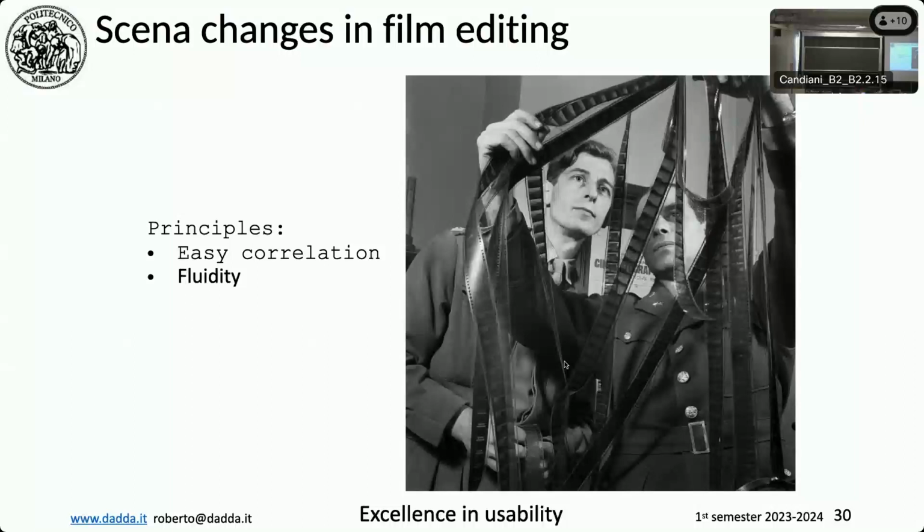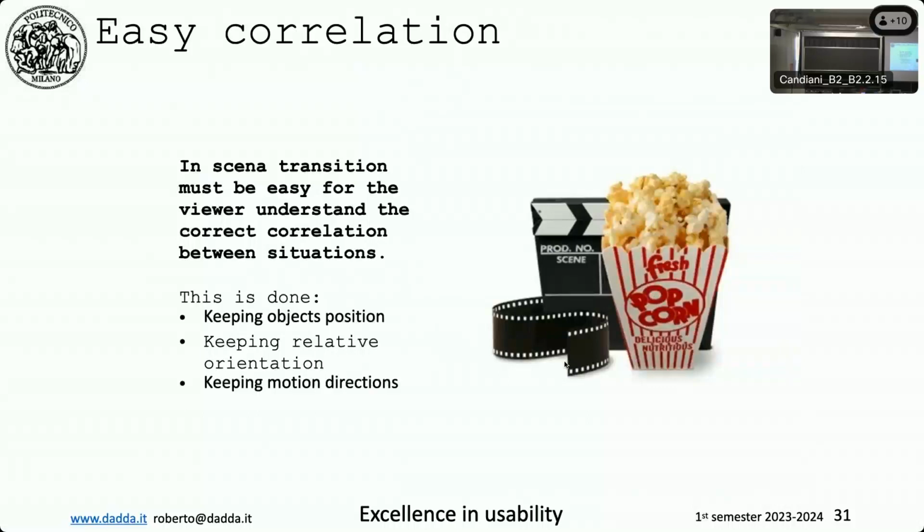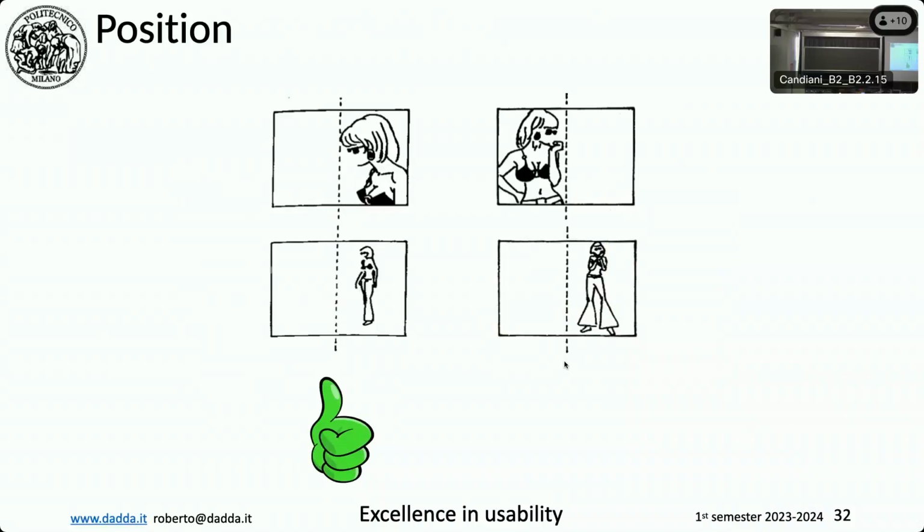One of the most important things used in movie making is attention to what happens when the scenario changes. There is a concept that is called easy correlation. It means if I have something happening and then suddenly it goes out and comes back, the brain of the people looking at the film should be able to easily understand what happened. It should not be something that comes from the blue, but something that is related to the things they were already seeing. For instance, there is the problem of position.